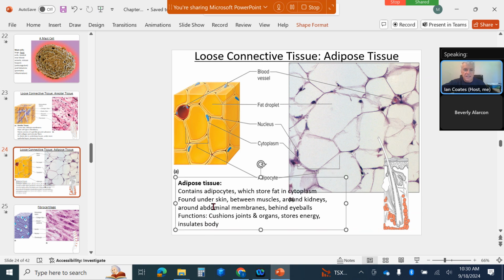And you'll see there it contains adipocytes, which store fat in the cytoplasm, found under the skin, between muscles, and in and around kidneys. The whole idea there, what do you think your organs sit on? You need fat. Okay, your organs have these spaces that are just designed for them, and they're completely held into place by fat. Okay, there's actually something called the greater omentum, which is a big fat blanket that just holds everything in.